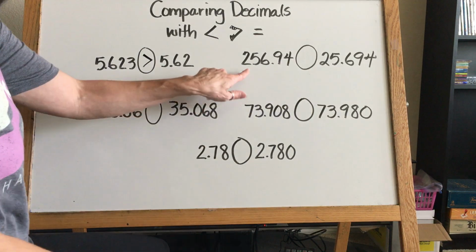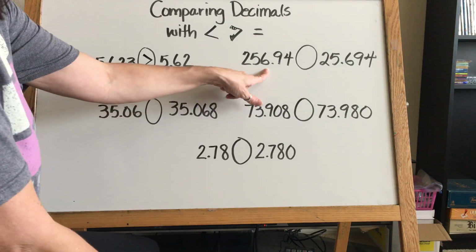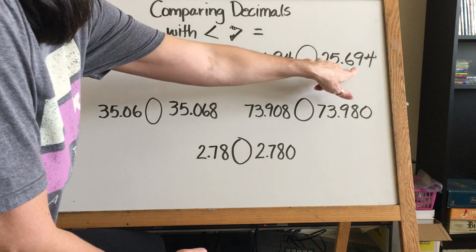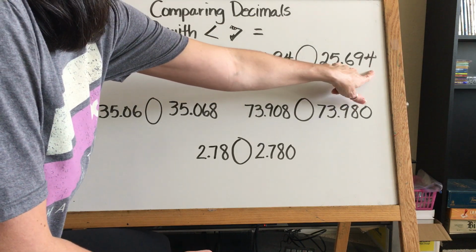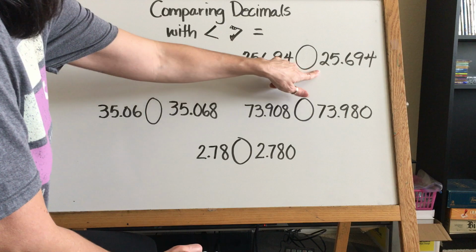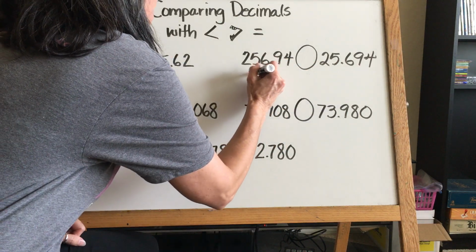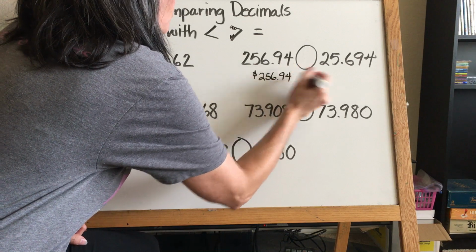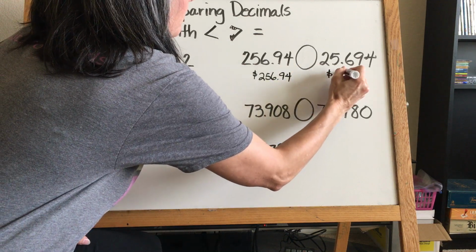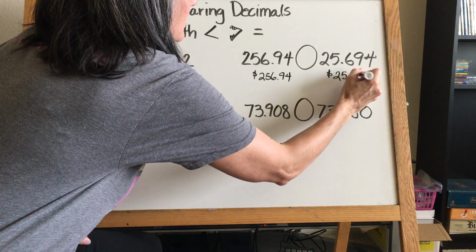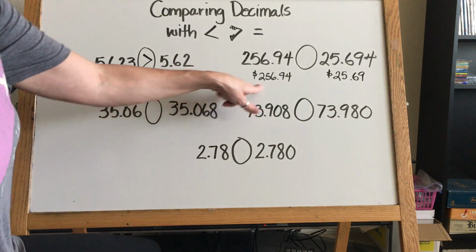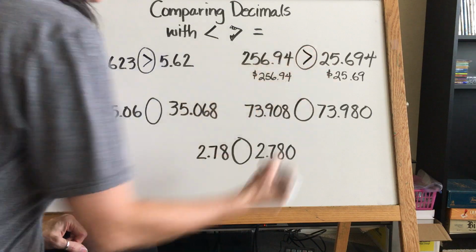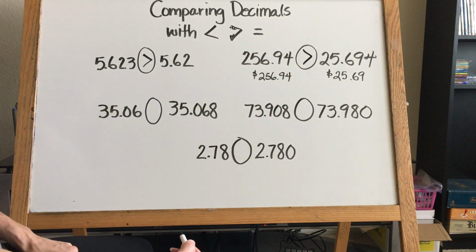So we're looking at this. This is $256.94. This is $25.69. That 4 is not going to change our 9. So if we're thinking money, again, if you guys want to write it underneath just to help you see it in a manner that is more obvious to you as far as money is concerned. We got $256 and $25. So which one's greater? Obviously, $256 is greater than $25.